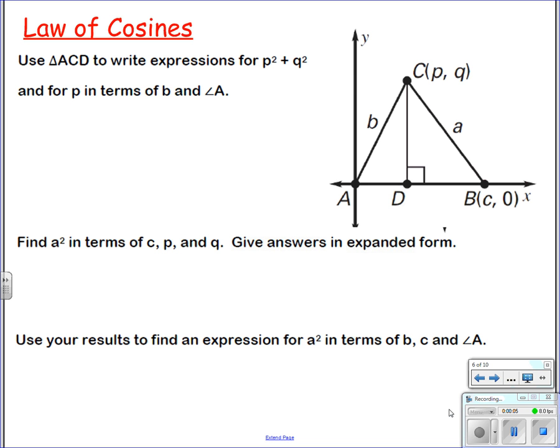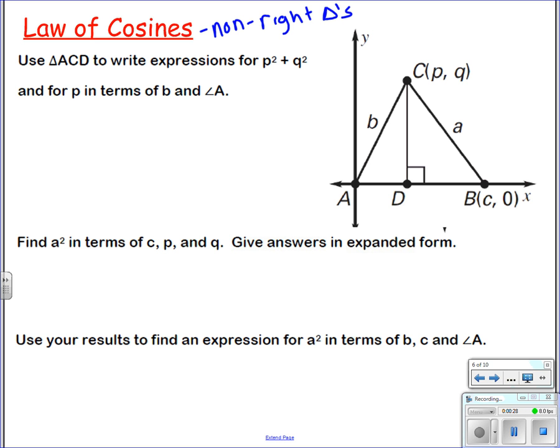Today we're going to talk about the law of cosines. This is another way that we're going to use to solve non-right triangles. To solve right triangles, you want to use the Pythagorean theorem and SOHCAHTOA. So we're going to use this picture at the right.